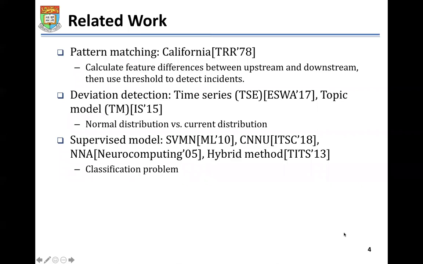The third category is supervised models. They treat the incident detection problem as a classification problem in machine learning. They use features extracted from the spatial temporal matrix to train a machine learning model, then use the trained model to classify whether it's an incident or not.